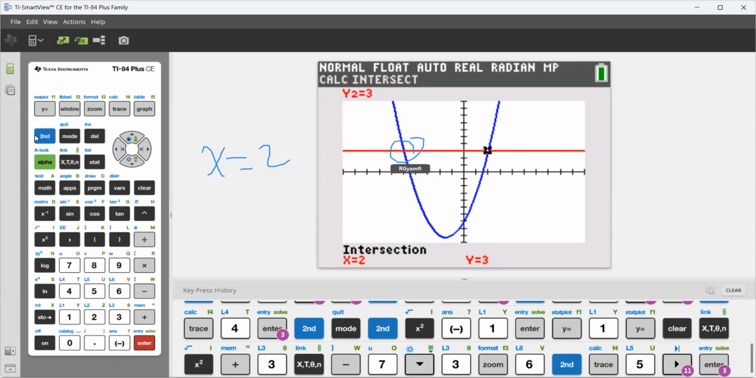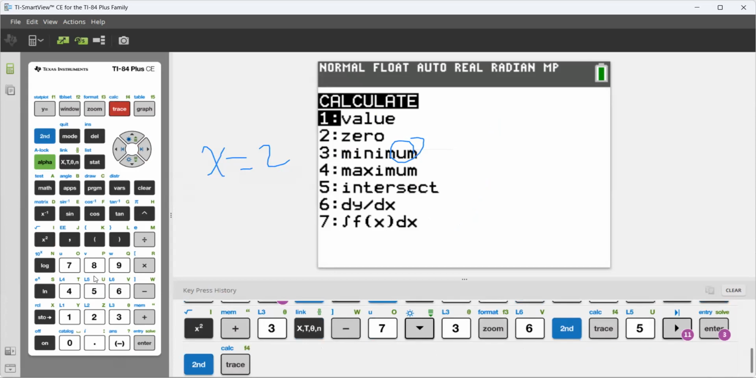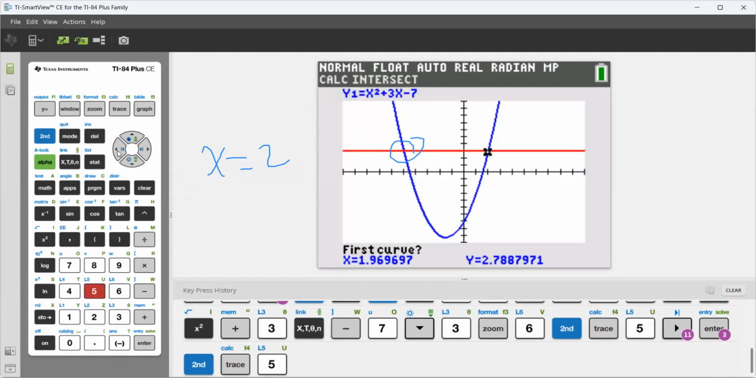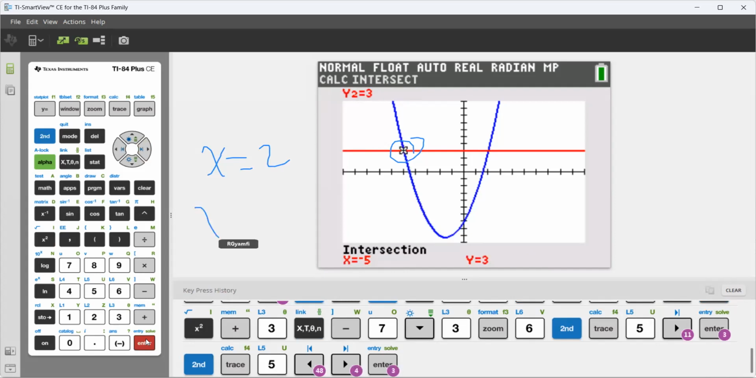What about the second one? I'm going to do second, trace, 5, then move the cursor to my left. I'm going to bring it back down a little bit. Enter, enter, enter. So x is what? Negative 5. Okay, so that's it. I've got my x values. I've solved the quadratic equation with my calculator.